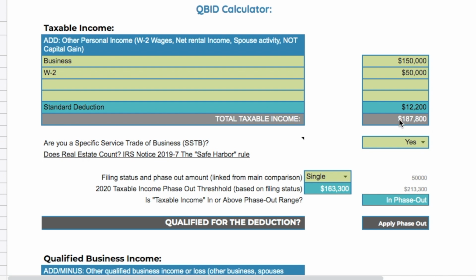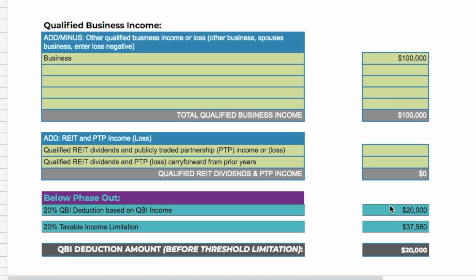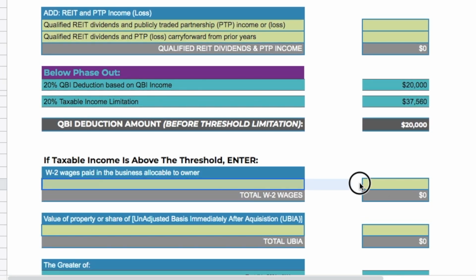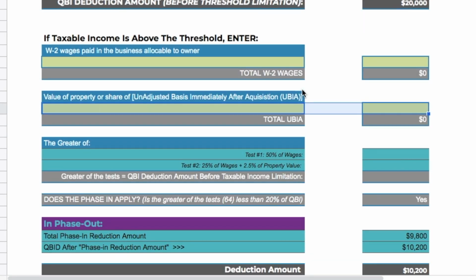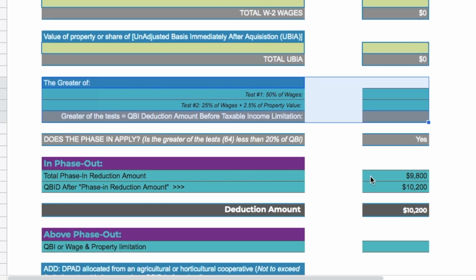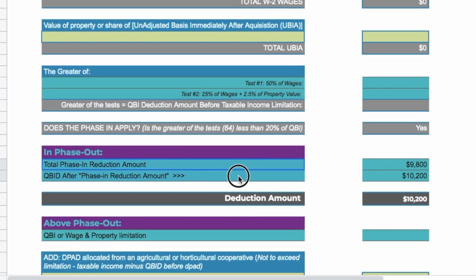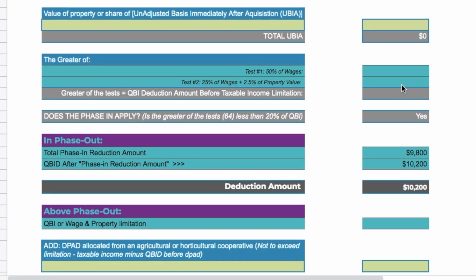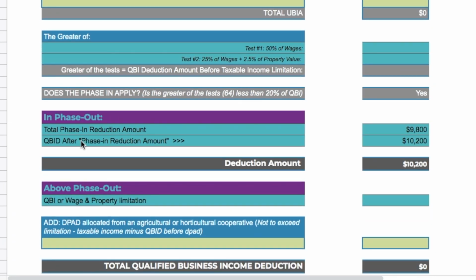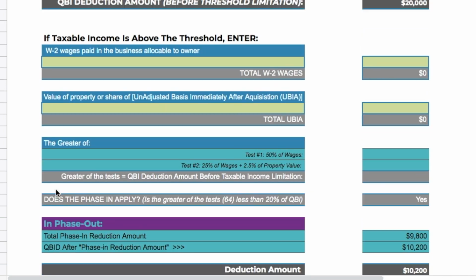If we're a specified service trade business, then we probably don't have wages to the owner. We probably don't have any value in the property. So these tests aren't going to apply. But because we are in the phase out, we are still going to qualify to take a deduction. It's just instead of it being $20,000, it's phased out over that $50,000, and therefore we're only going to get $10,200.